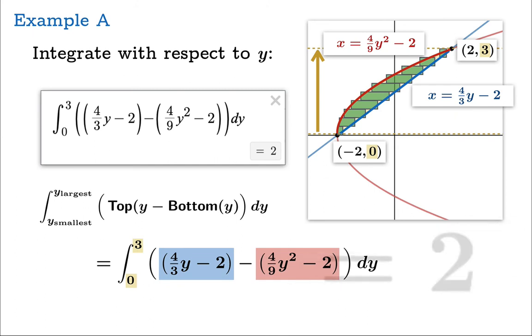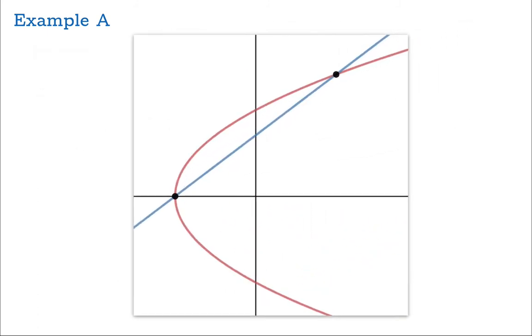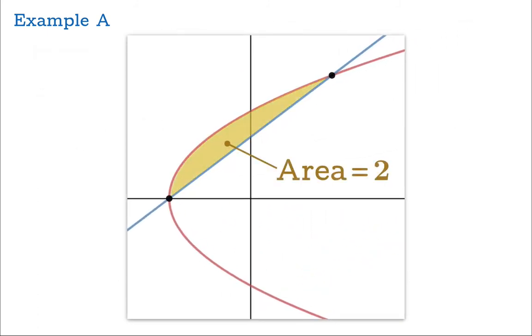We get 2. And again, this is an excellent exercise for you to use the fundamental theorem. Calculate this by hand. Really make sure that you get 2. But this is a great example of how you have the freedom to integrate either with respect to x or with respect to y to get this absolute area. In either case, you'll get 2.